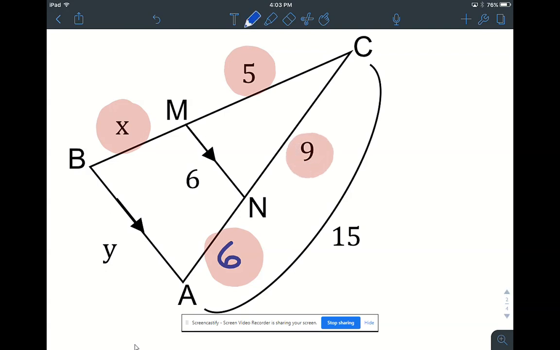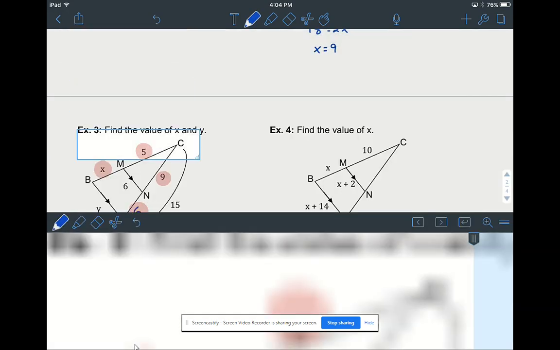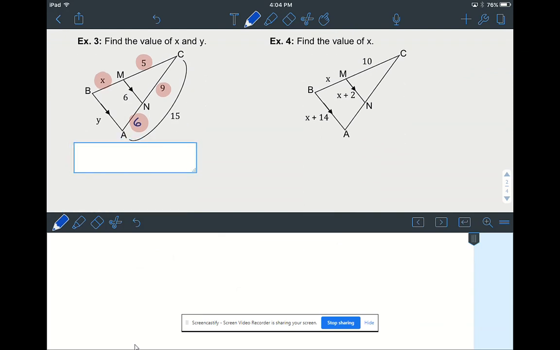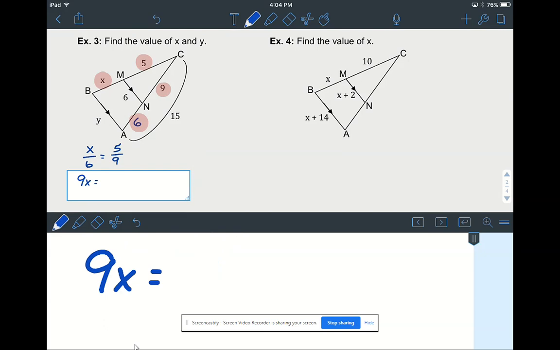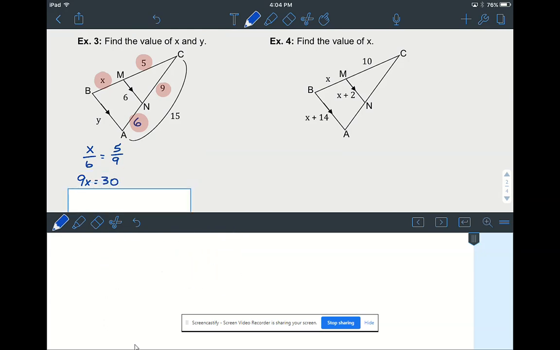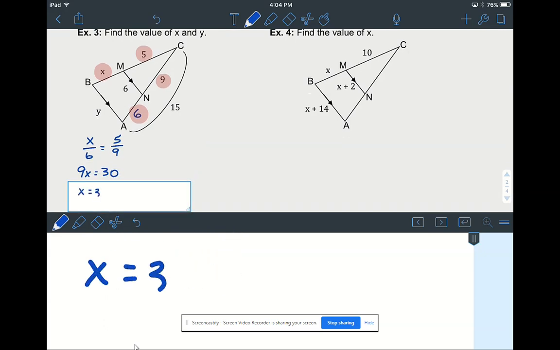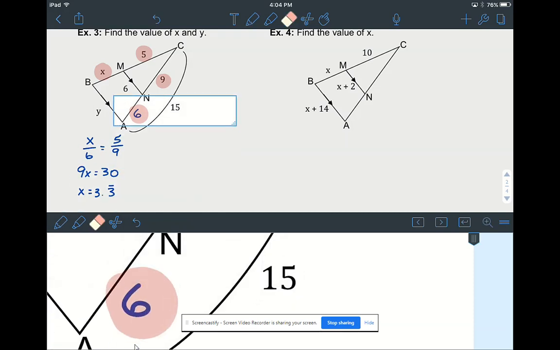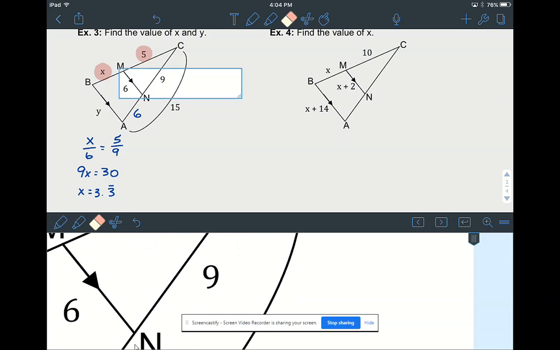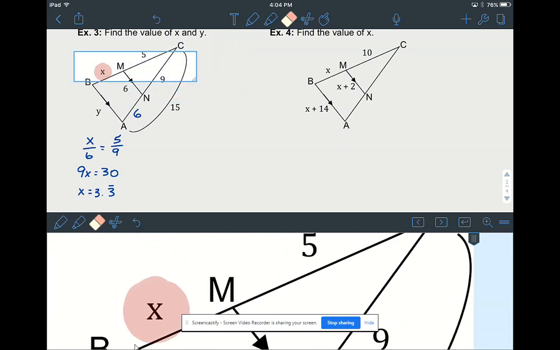I'm going to come down here and set that proportion up. So once again, left over right, x over 6 equals 5 over 9. And then 9x equals 30. So x equals 3.3 repeating. All right, and I'm going to erase these highlights. Now I'm going to do y.